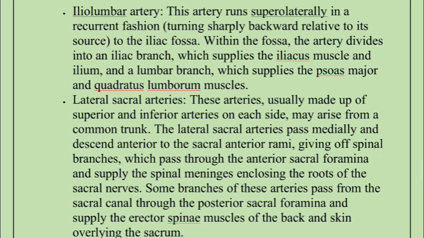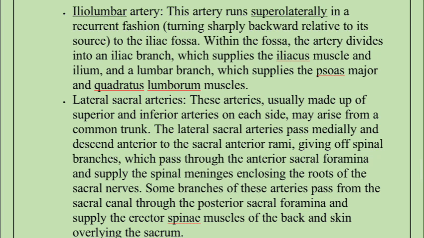So the iliolumbar artery, within the iliac fossa, what happens to it? The iliolumbar artery divides into an iliac branch, which supplies the iliacus muscle and the ilium, and it also gives a lumbar branch. And what happens to the lumbar branch? It supplies the psoas major and the quadratus lumborum muscles. Last but not the least are the lateral sacral arteries. That's the third of the three branches of the posterior division of the internal iliac artery.